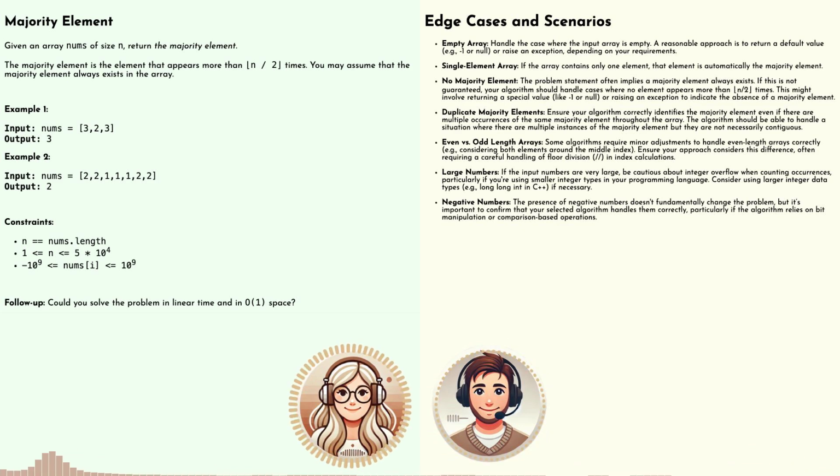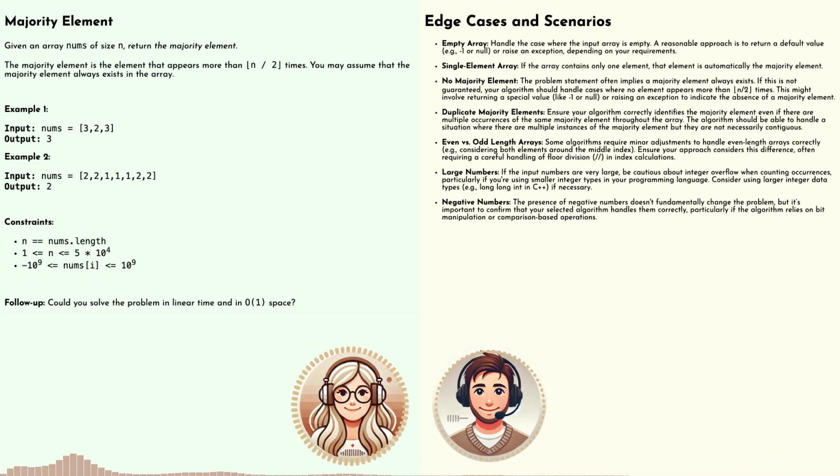So by sorting the array, we guarantee that the majority element is going to be right there at the middle index. So we just sort the array, we grab the element at the middle, and boom, we found our majority element. That's pretty slick, huh? It feels like a little shortcut compared to all that counting.